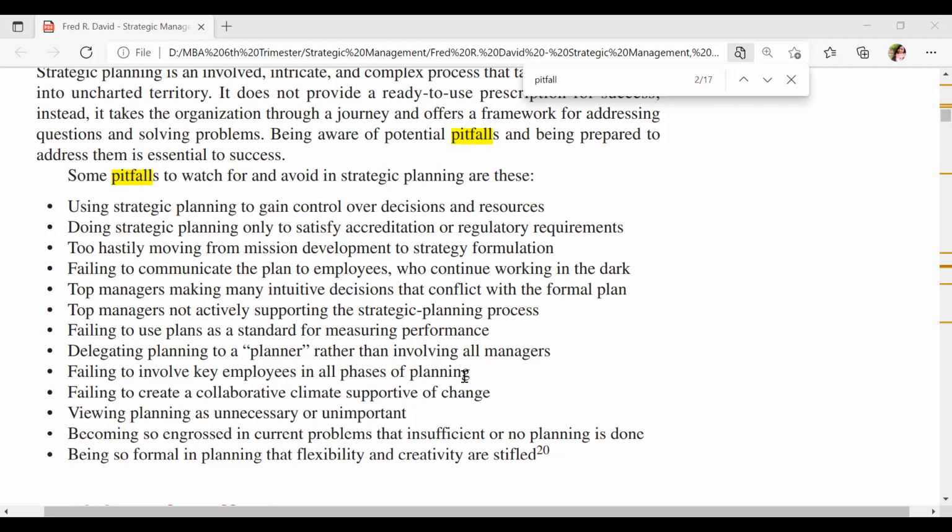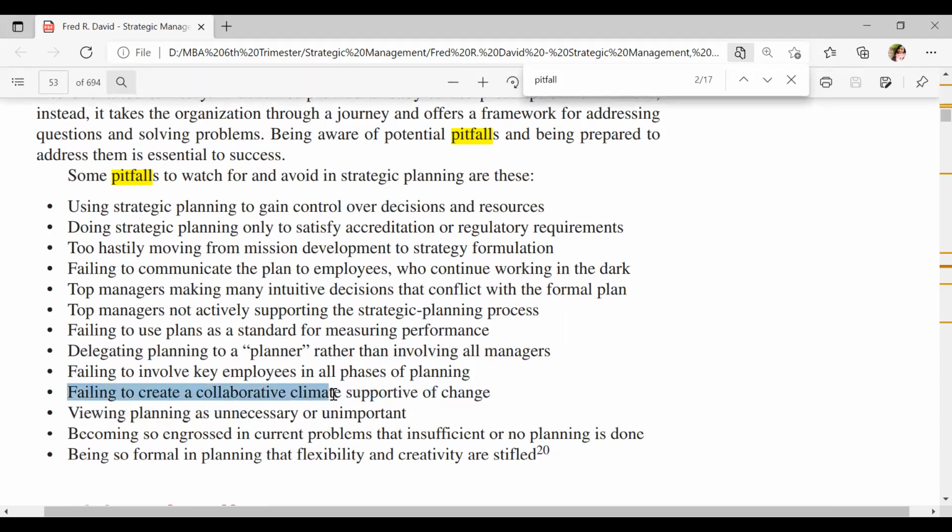Top managers not actively supporting the strategic planning process. Failing to use plans as a standard for measuring performance. Delegating planning to a planner rather than involving all managers. Failing to involve key employees in all phases of planning. Failing to create a collaborative climate in support of change.